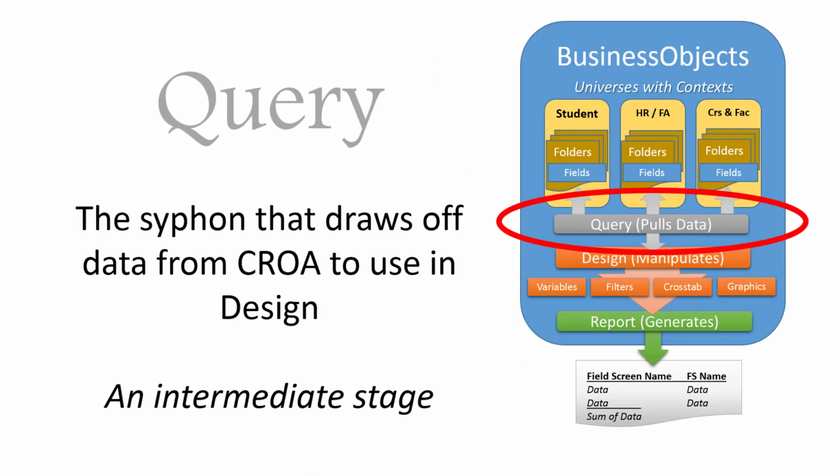Remember from our earlier model of our data system that Business Objects takes data from the CROA operational data store and organizes it into universes of related data. A query is how we pull data from the universes into our design tool. This is a critical intermediate stage in report creation.